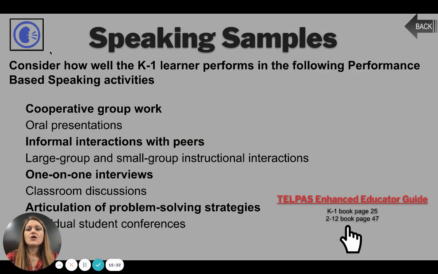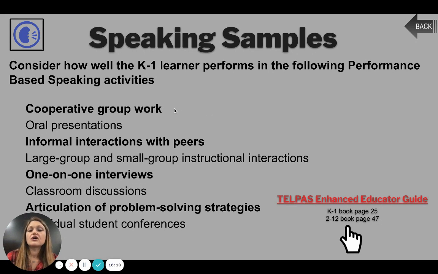For the area of speaking, we will consider how well the kindergarten through first grade learner performs in the following performance-based speaking activities. Now for TELPAS, the kindergarten and first grade learners are assessed by the classroom teachers using the proficiency level descriptors, those rubrics. And the second through 12th grade learners are assessed in the area of speaking with the online TELPAS assessment. So this is why it says K-1, but for our middle of the year progress monitoring, when we do not have online assessments, when we're getting a progress monitoring level for our second through 12th grade learners, these are some areas that you can take a look at in the classroom, how they're performing for speaking.